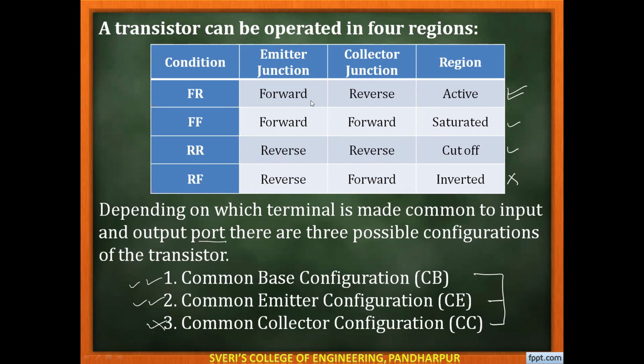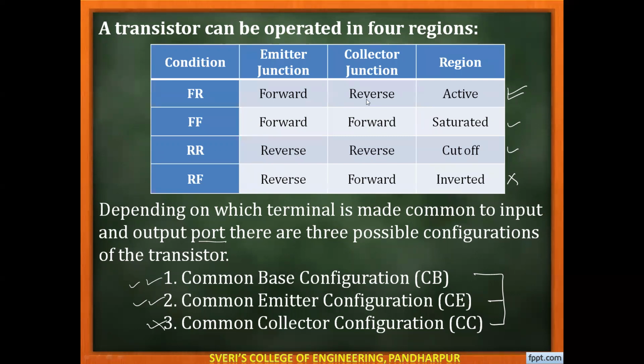As you know, the transistor has two junctions, and based on how it is practically connected in the actual circuit, the transistor can be operated in four different regions. One is active, second is saturation, third is cutoff, and fourth is inverted. Out of these four regions, the transistor is always operated in the active region. When the emitter junction is forward and the collector junction is reverse, we say the transistor is operated in the active region.